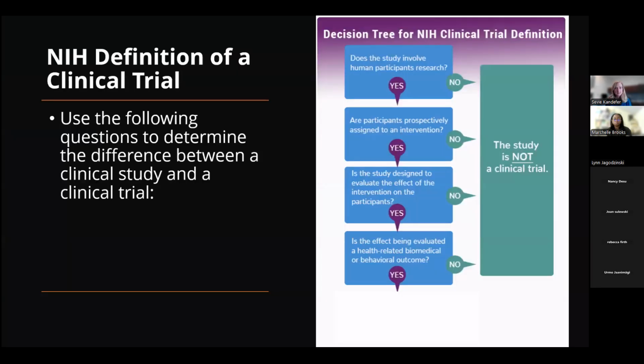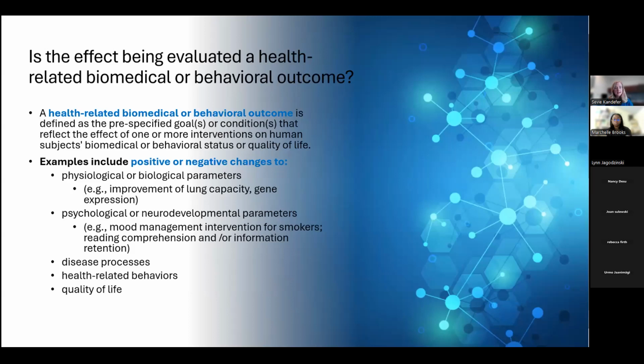So you're seeing if your study has human participants that are prospectively assigned to an intervention. The study is designed to evaluate the effect of the intervention on the participants. If the answer to those questions is yes, then you ask, is the effect being evaluated a health-related biomedical or behavioral outcome? A health-related biomedical or behavioral outcome is defined as the pre-specified goal or condition that reflects the effect of one or more interventions on human subjects' biomedical or behavioral status or quality of life.